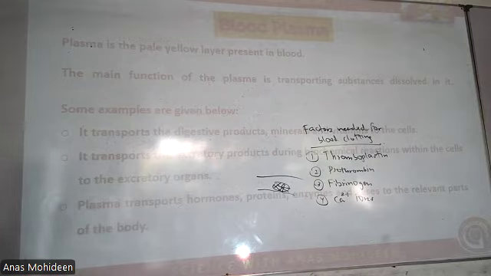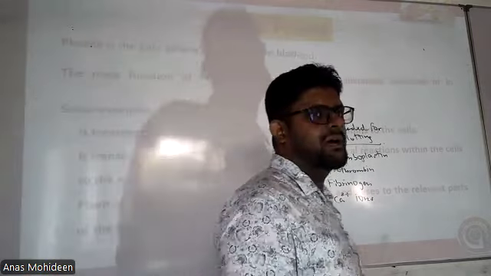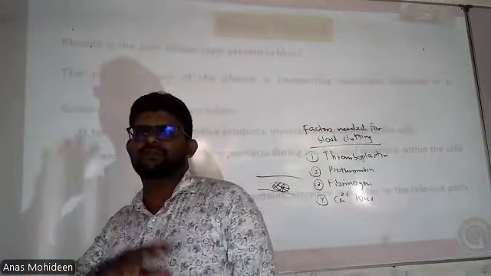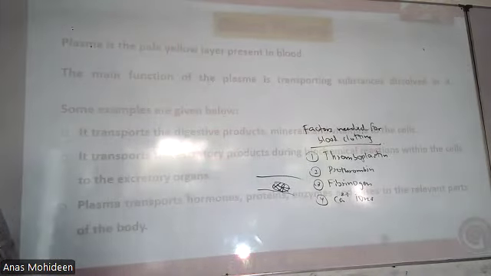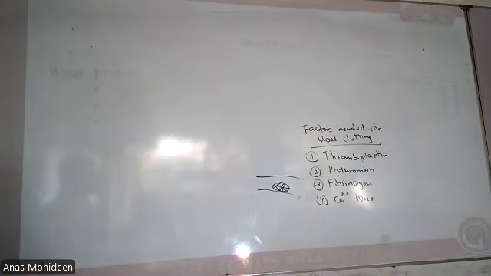So simply, blood plasma is our transport service, providing transport from one point to another wherever needed, forward and backward. So that's all about the blood components.